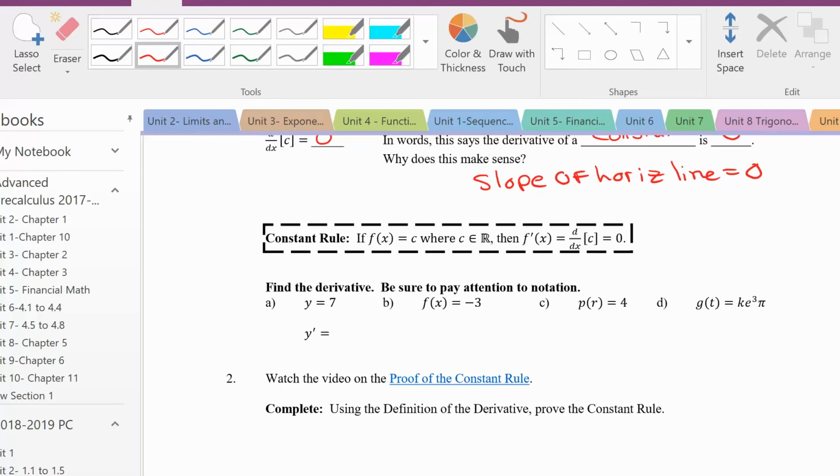So if you find, in here, y prime equals 0. f of x equals -3, f prime of x equals 0. p of r equals 4, p prime of r equals 0. And then here g of t equals k e to the third pi. Notice the variable is t, so this is a constant, so g prime of t is equal to 0.